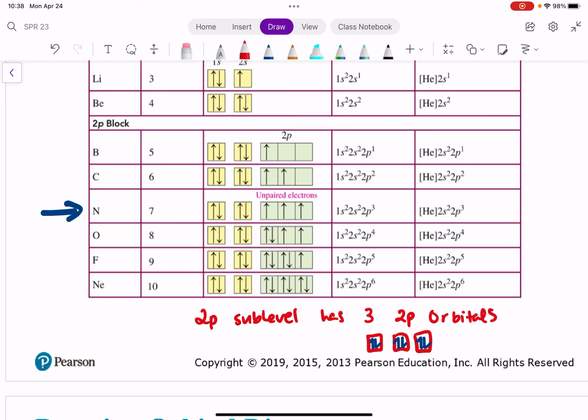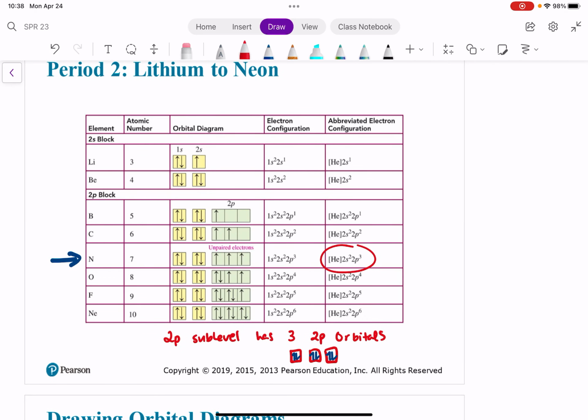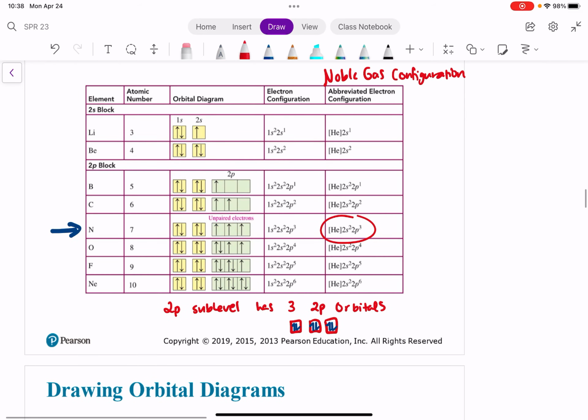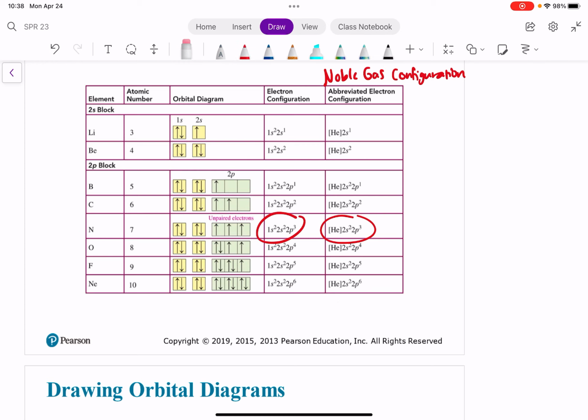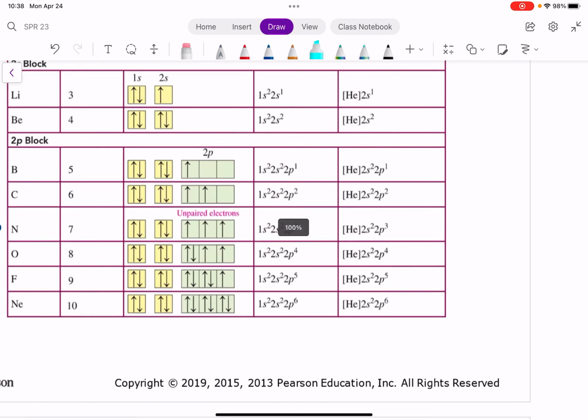So what's this weird notation here? That's actually called your noble gas configuration. And you'll see either noble gas configuration or abbreviated electron configuration. Either one of those, they mean the same thing. So what your noble gas configuration does is it shortens this electron configuration even more. So let me get rid of some of this writing here.